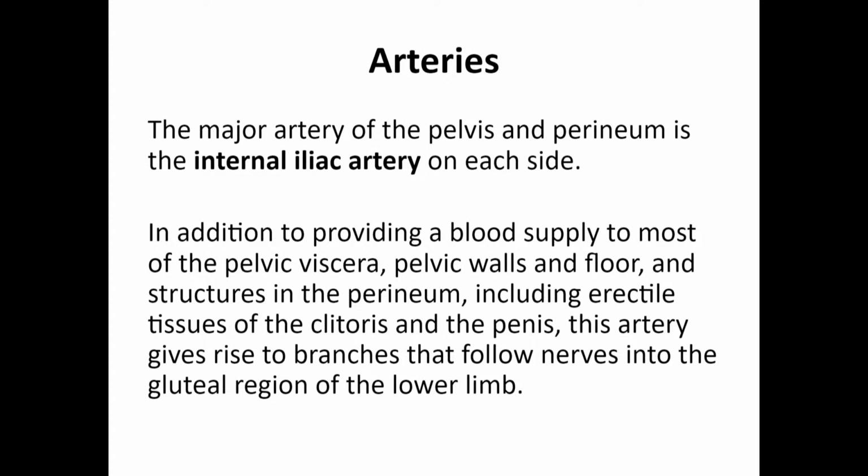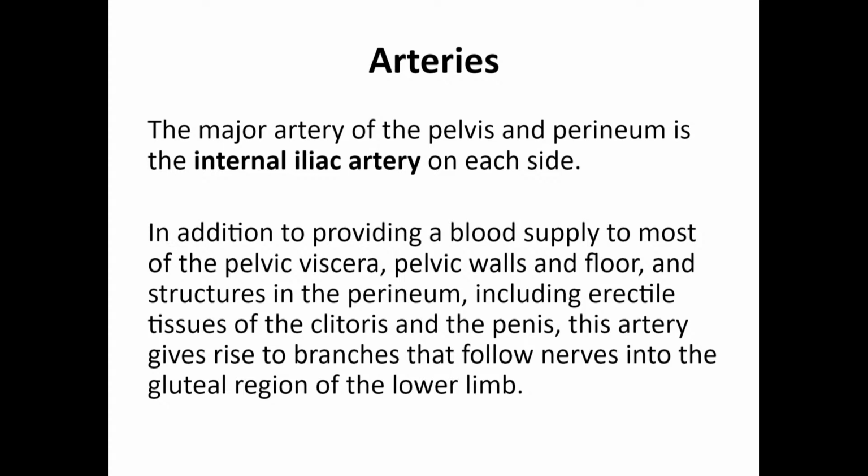The major arteries of the pelvis and perineum are the internal iliac arteries, which are mostly located on each side. In addition to providing blood supply to most of the pelvic viscera, pelvic floor and walls, it also supplies the erectile tissue of the female and male genital tracts. And these arteries also give rise to branches that follow nerves into the gluteal region of the lower limb.